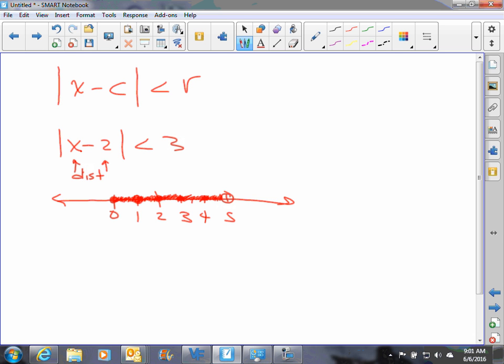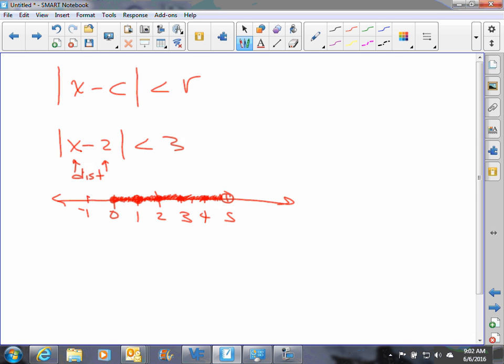And then we try negative 1. Now, negative 1 minus 2 is negative 3, and its absolute value is actually 3. So negative 1 doesn't work. But just like 5, it just doesn't work. Anything to the right of negative 1, like negative 0.99, would work, because negative 0.99 minus 2 is negative 2.99. And the absolute value of negative 2.99 is 2.99, and that is less than 3.